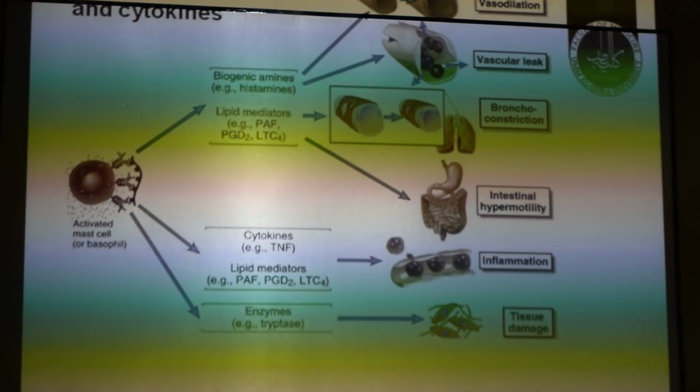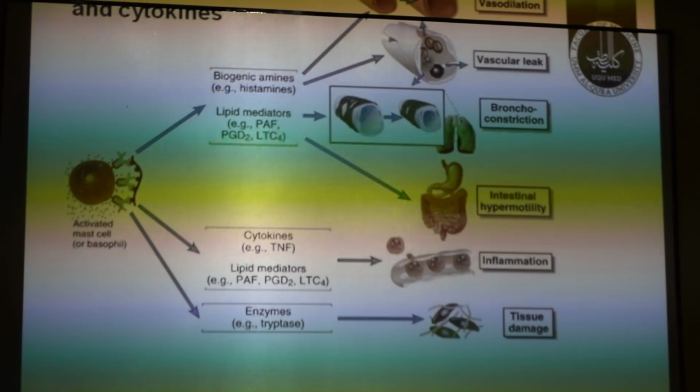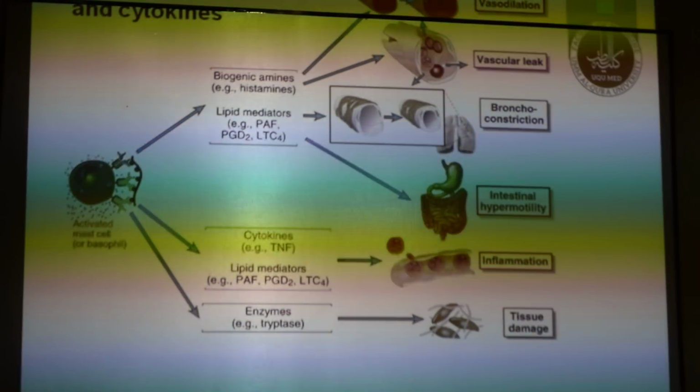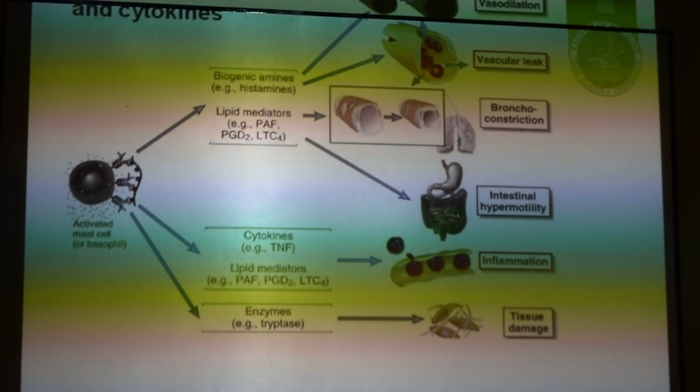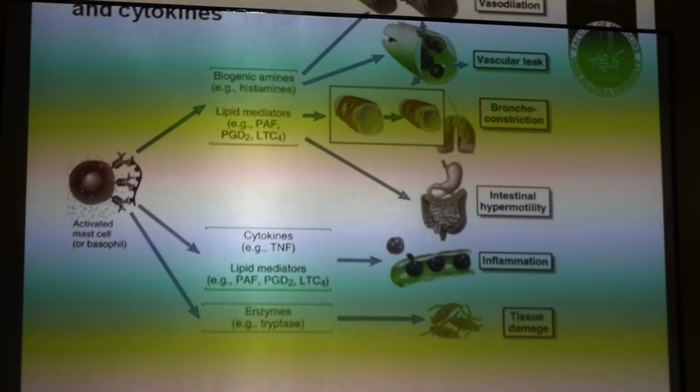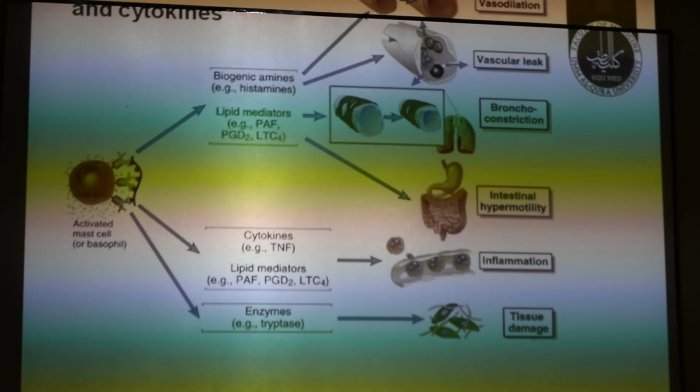Now sometimes when the patient has allergy to food, they have abdominal cramps. Why? Because the intestinal motility is increased. It's very sped up, and also they can result in inflammation and tissue damage.